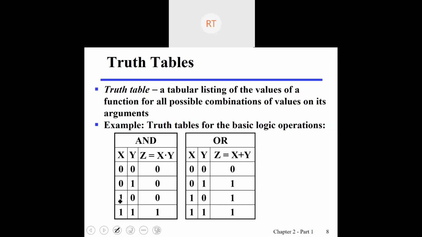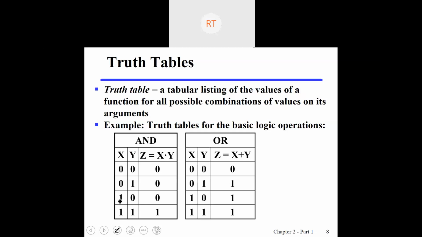OR, I have 0, 0. So if I OR them, I will get, of course, a 0. 0 or 1 is a 1. 1 or 0 is also a 1. And 1 or 1 is also a 1. So the only case that you get a 0 in the OR is when both inputs are 0. So 0 or 0, of course, you are selecting between a 0 or a 0, so it's going to be a 0. Other than that, if you have one of the inputs to be 1, you will have an output of 1.